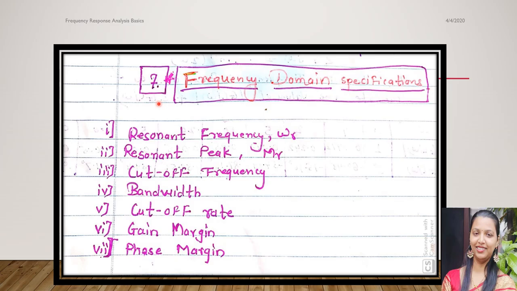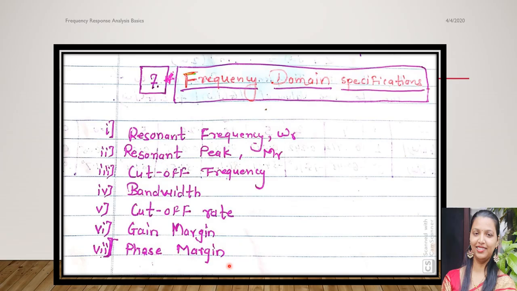Point number 7, frequency domain specification. The following specifications are used to measure the performance characteristics of a system in the frequency domain. First is the resonant frequency ωr, second is the resonant peak Mr, third is the cutoff frequency ωc, fourth is the bandwidth, fifth is the cutoff rate, sixth is the gain margin, and seventh is the phase margin. The first five characteristics are closed loop characteristics, and the remaining two, the gain margin and phase margin, are open loop characteristics.